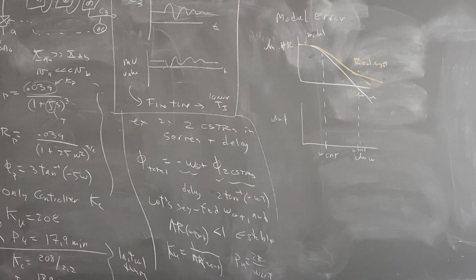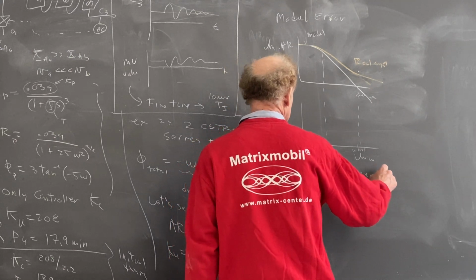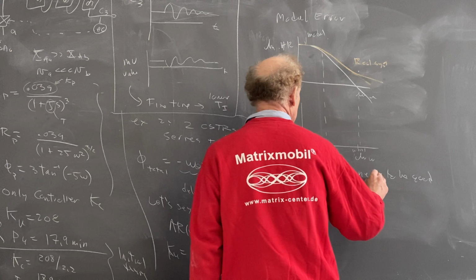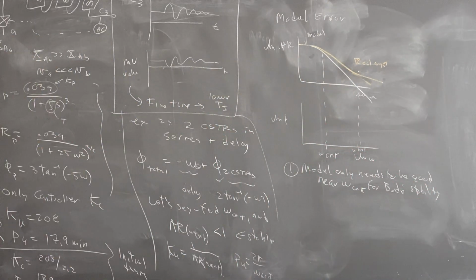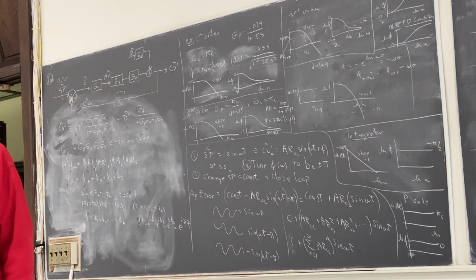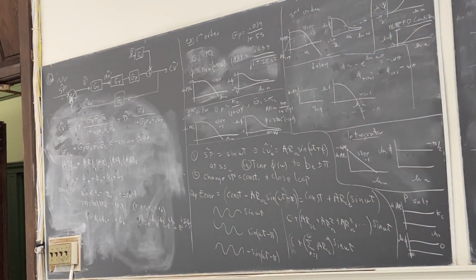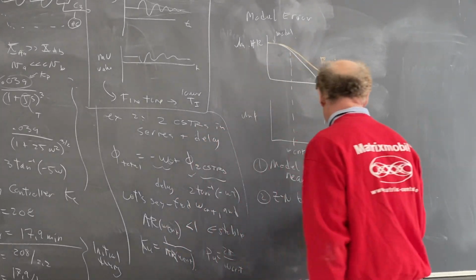Okay, so what else should we say about model error? So the first issue is the model only needs to be near omega critical for Bode stability. Now, of course, it still needs to be good for the dynamics, because the dynamics doesn't just depend on the stability, it depends on everything. So for Bode stability, it only has to be good near omega critical, but for dynamics, it has to be good everywhere. As we said, Ziegler-Nichols builds in the possibility of model error.